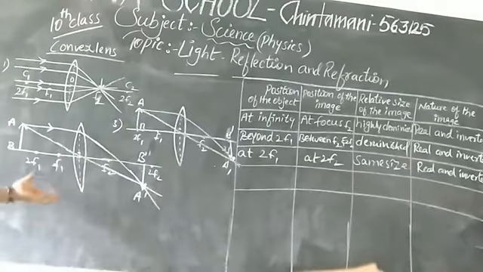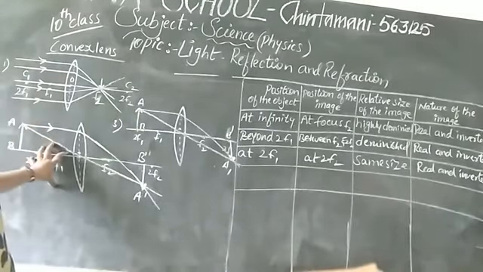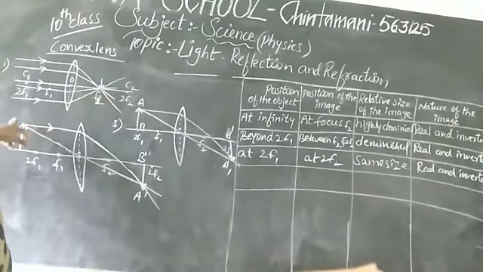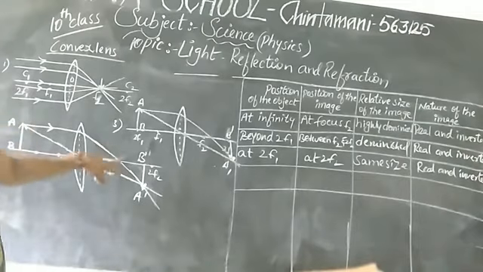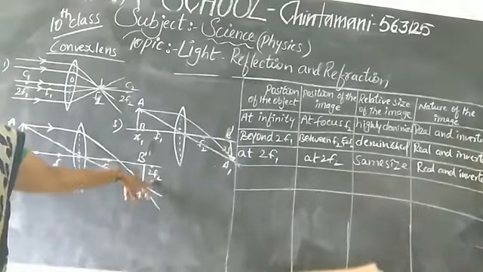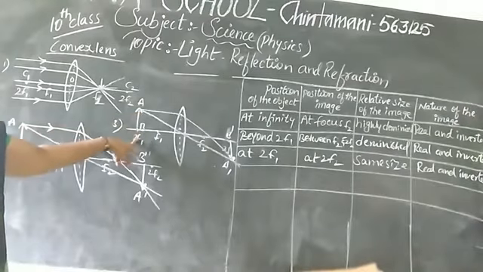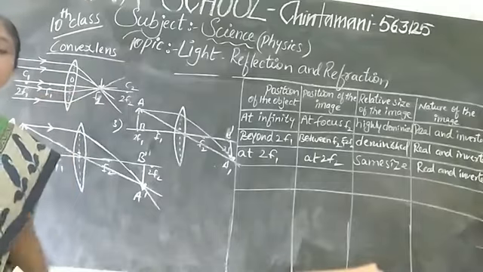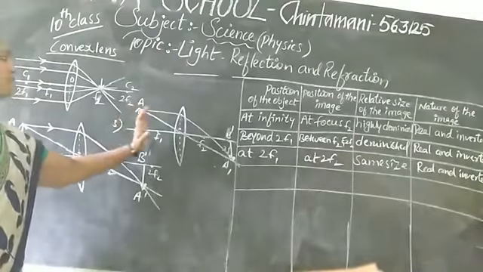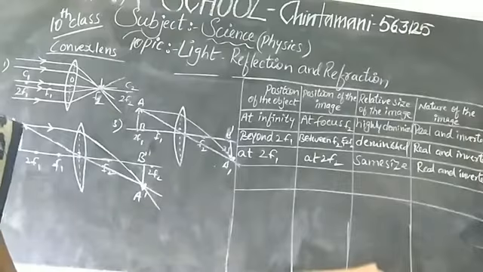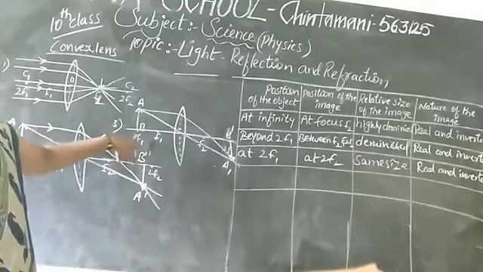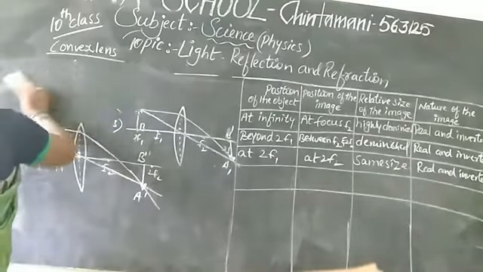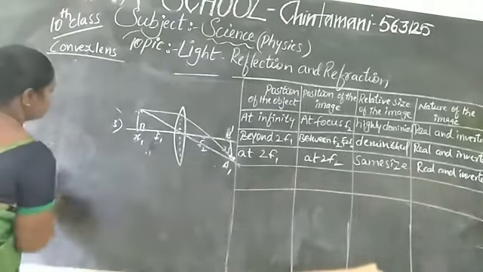So now we have seen that at infinity, it has formed exactly at the focus. When we have taken the object beyond 2F1, it has formed between F2 and 2F2. Next, if we have taken it at 2F1, it has formed exactly at 2F2, and the size also will be the same. Next, a little bit front, children. That means the object is between 2F1 and F1. How is it going to form? Let me see now.